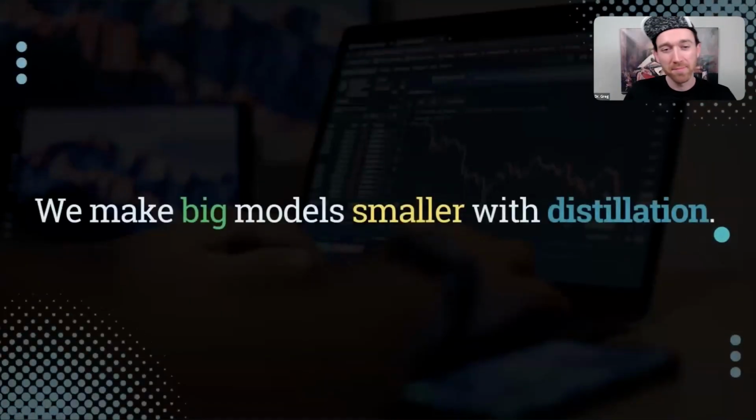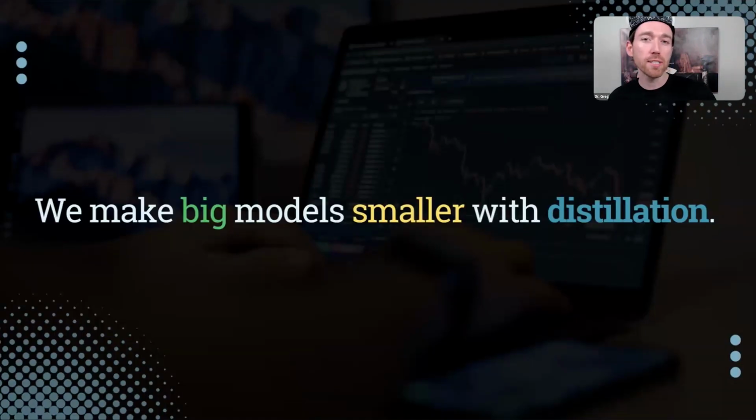Distillation. This one's pretty easy. We just make big models smaller. All right, that's it. Okay, we're done. You probably have some intuition around this already. And you might be right.